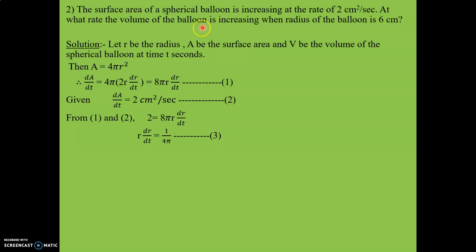Now we have to find the rate of change of volume of this balloon. For that we have to consider the volume of a sphere. V is equal to 4 by 3 pi r cube. So the derivative we have to find out, is clear.